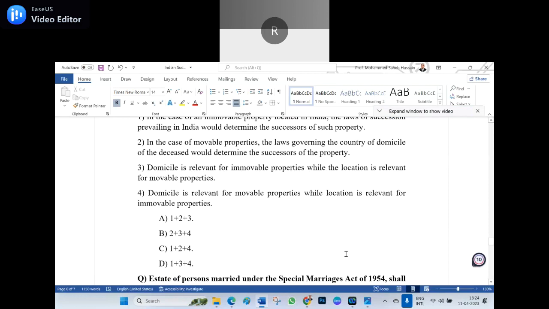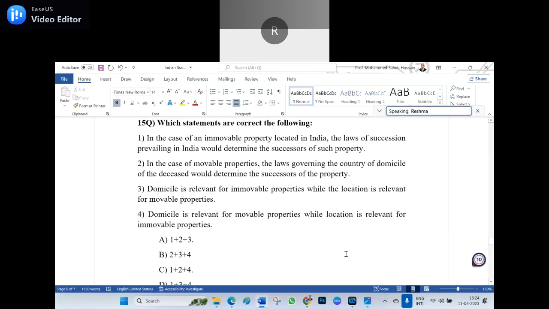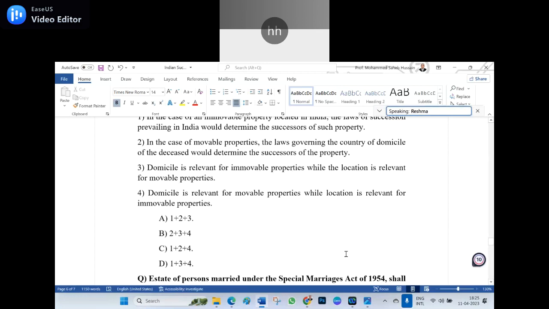B, sir. 2 plus 3 plus 4. Wrong. Second option. D, sir. 1 plus 3 plus 4. Wrong. A. 1 plus 2 plus 3. The right answer is A. C. 1 plus 2 plus 4.